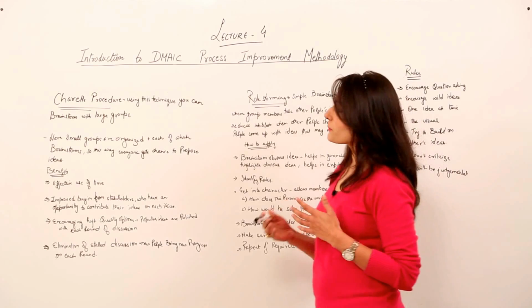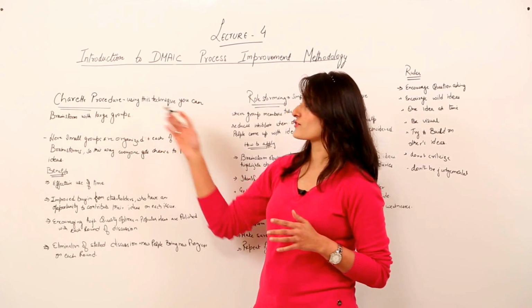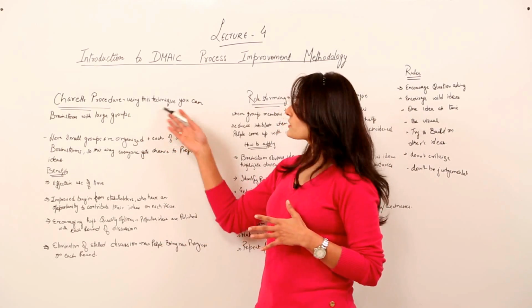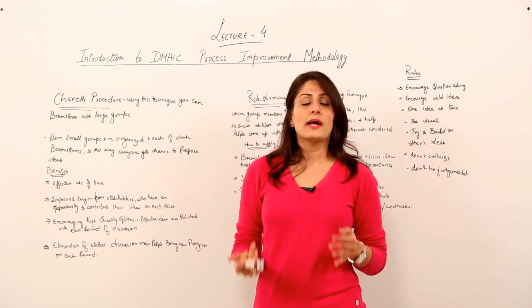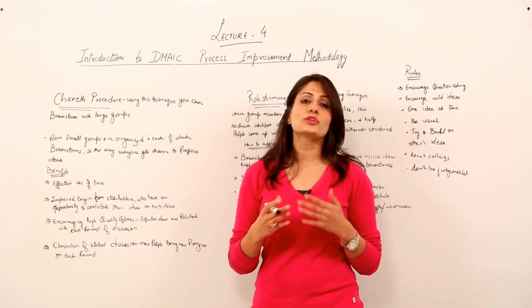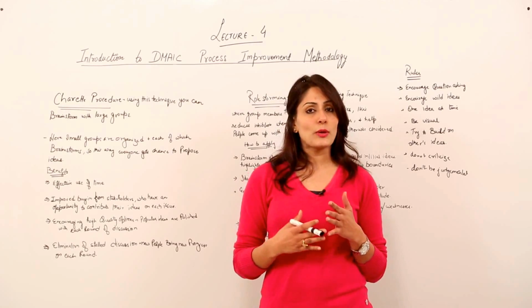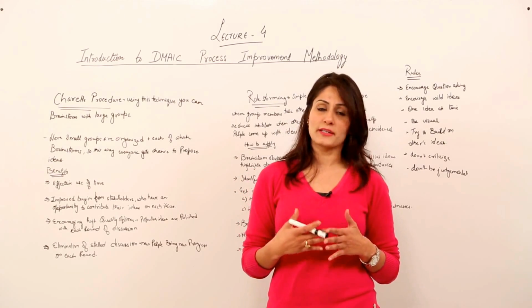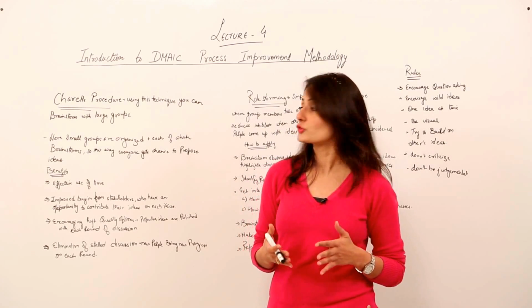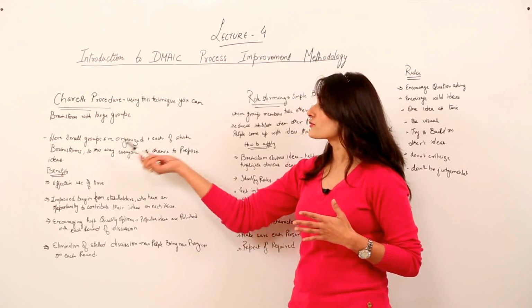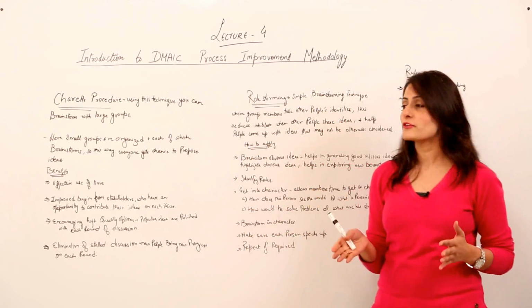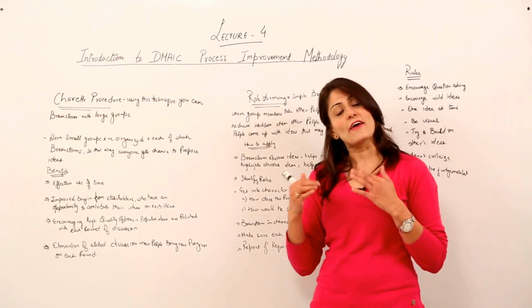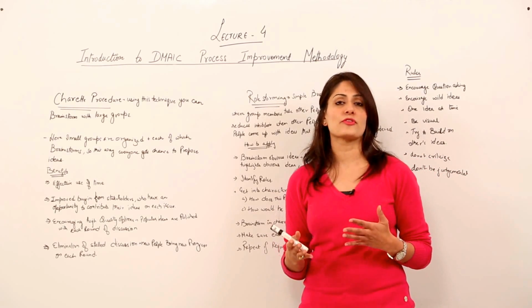Let's discuss another brainstorming technique which is known as the Charette Procedure. Using this technique, you can brainstorm in really large groups. In traditional brainstorming, you cannot involve more than 10 to 12 members, but here you can brainstorm in large groups. So what is done is, here small groups are organized and each of which brainstorms. So this way everyone gets a chance to propose their ideas.